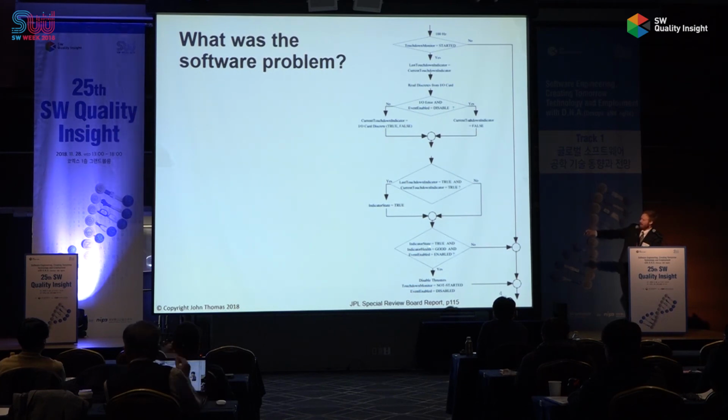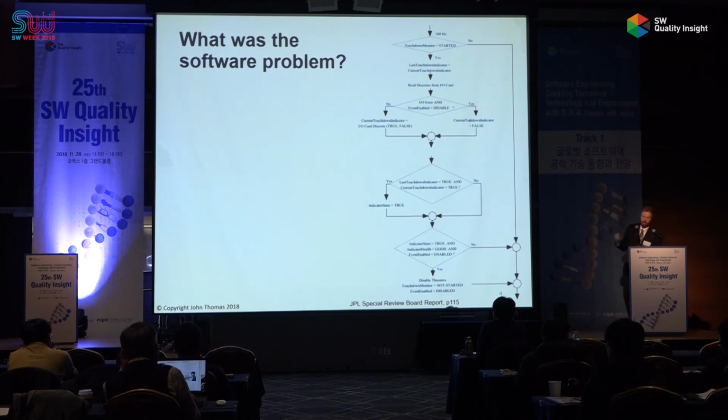Okay, now down here we have another check. This occurred, by the way, at 2,000 meters, very, very high up, when the legs were deployed. Down here we have another check. If the indicator state is true and event is enabled, we will disable the thrusters.